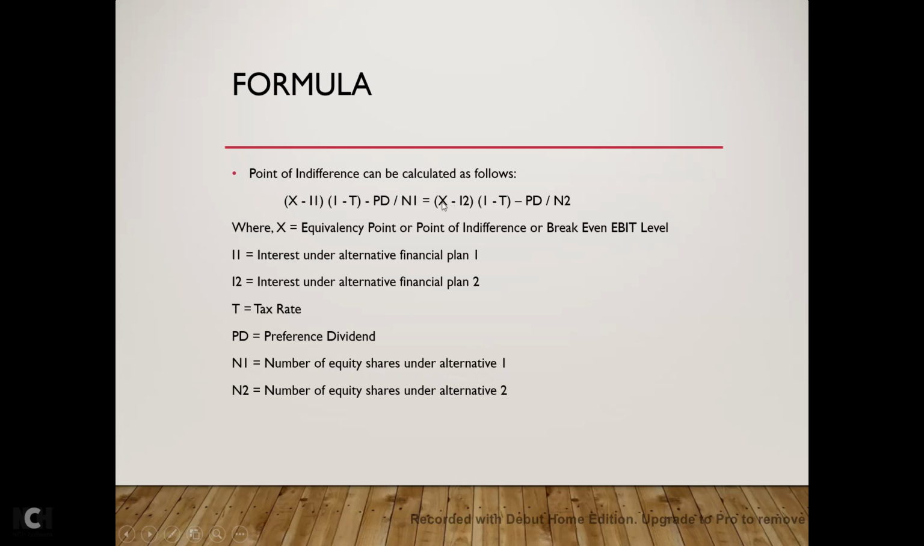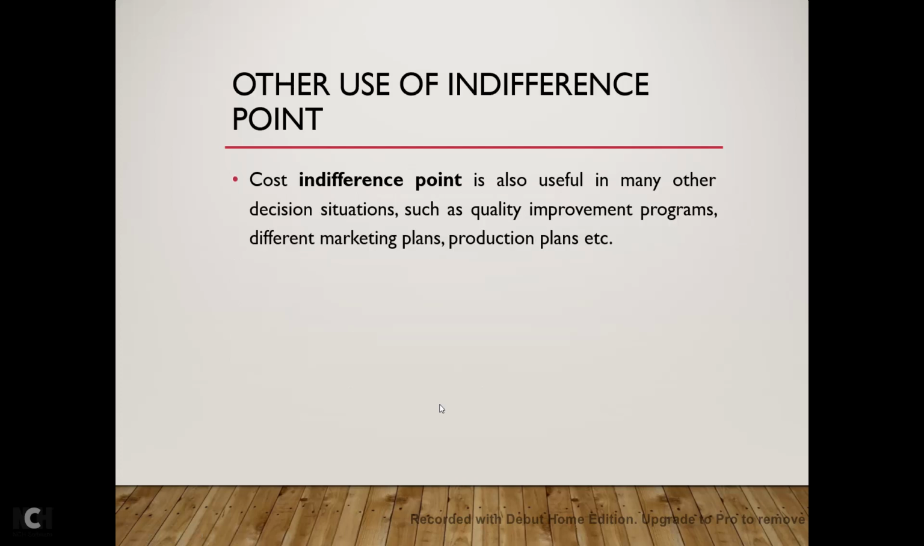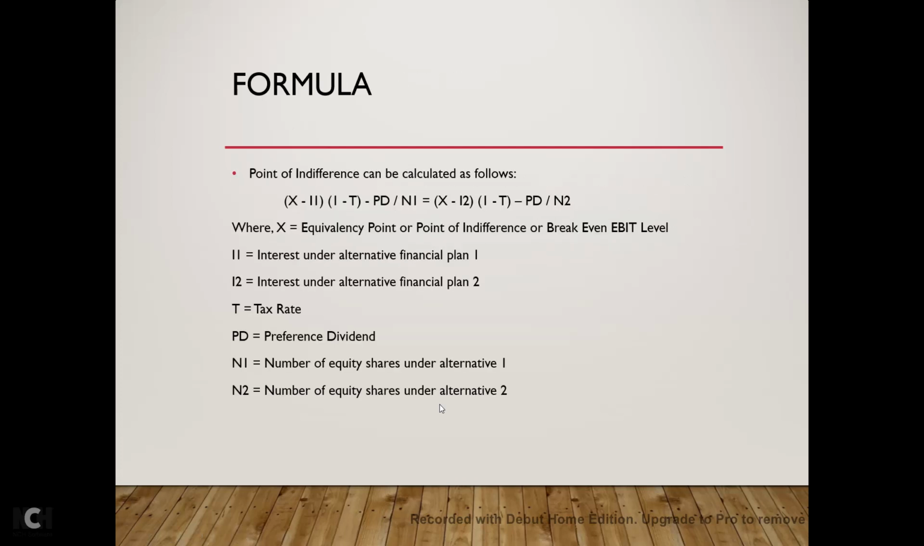Then the second part is X minus I2. I2 again refers to interest under alternative financial plan 2, and then you multiply it with 1 minus t, again the tax rate, and then subtract the preference share dividend, and finally you divide it by N2, which is the number of equity shares under alternative 2, and this gives you the point of indifference.